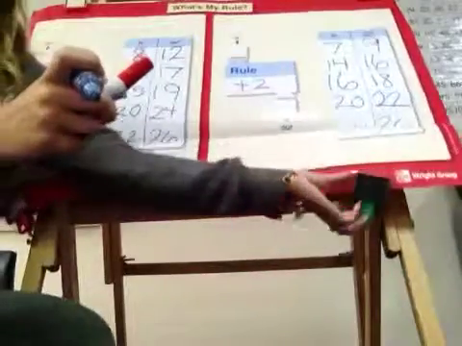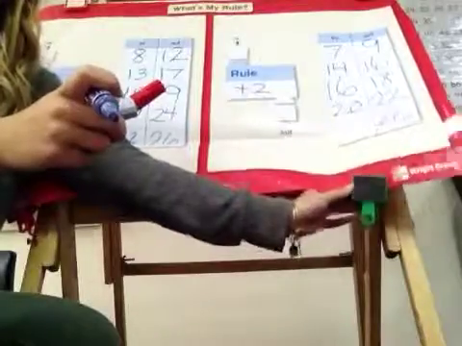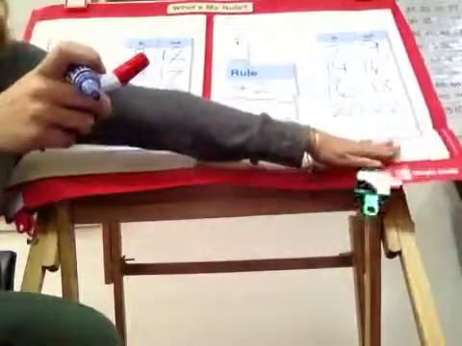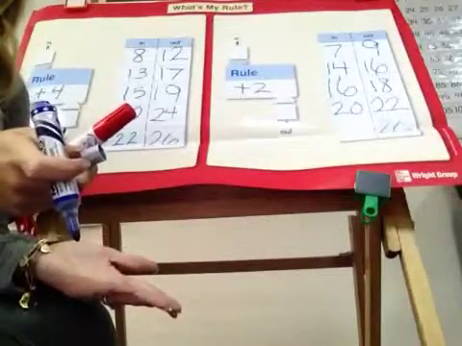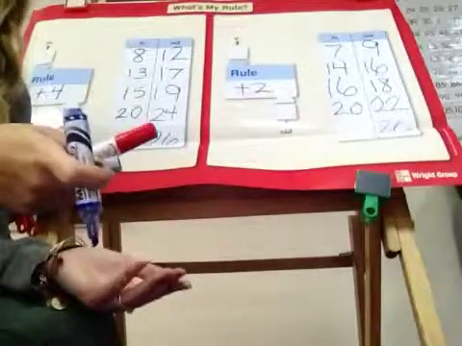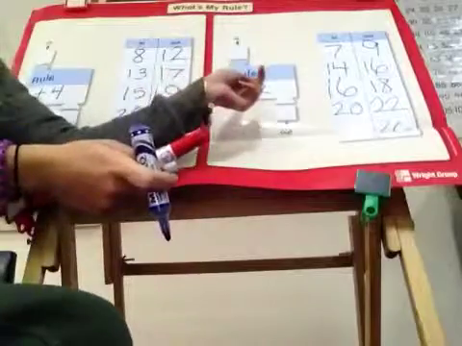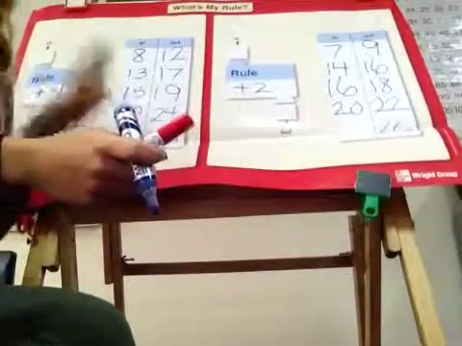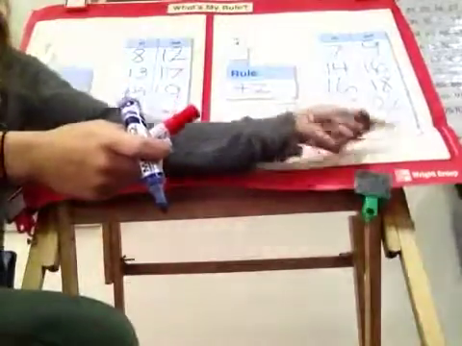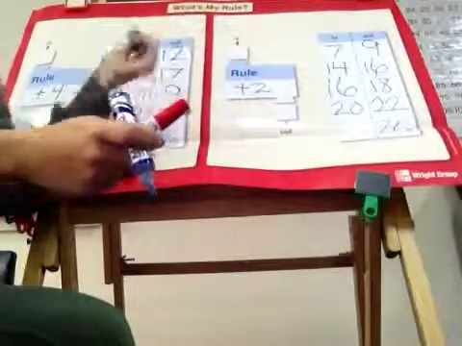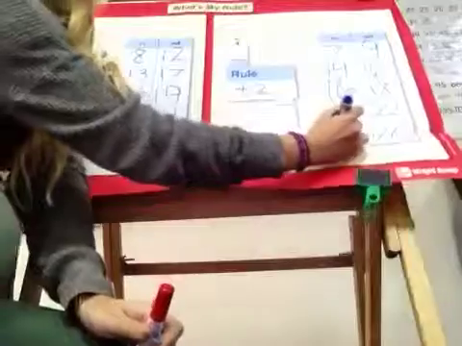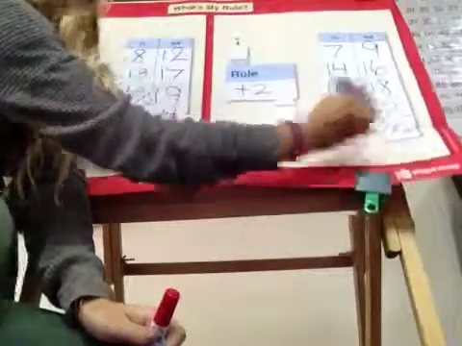And now again we have 26, and 26 is in our out box. So we have to go backwards. And what do we do when we have to go backwards? We have to flip the rule. So instead of adding 2, we're going to subtract 2. So 26 goes up backwards. 26 minus 2 is 24. So our in is going to be 24.